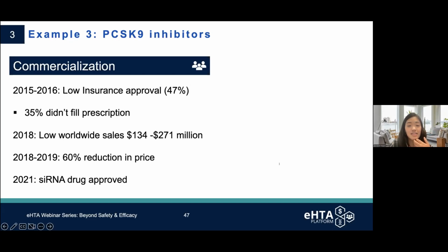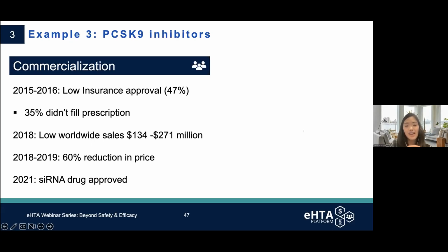And sales failed to meet both companies' expectations. Think about it. Those companies thought that they would have blockbusters like Lipitor, which was a lower statin agent by Pfizer. That was a huge blockbuster for the company. But the worldwide sales for the product were quite low, finally triggering both companies in 2018 to reduce price by 60%.